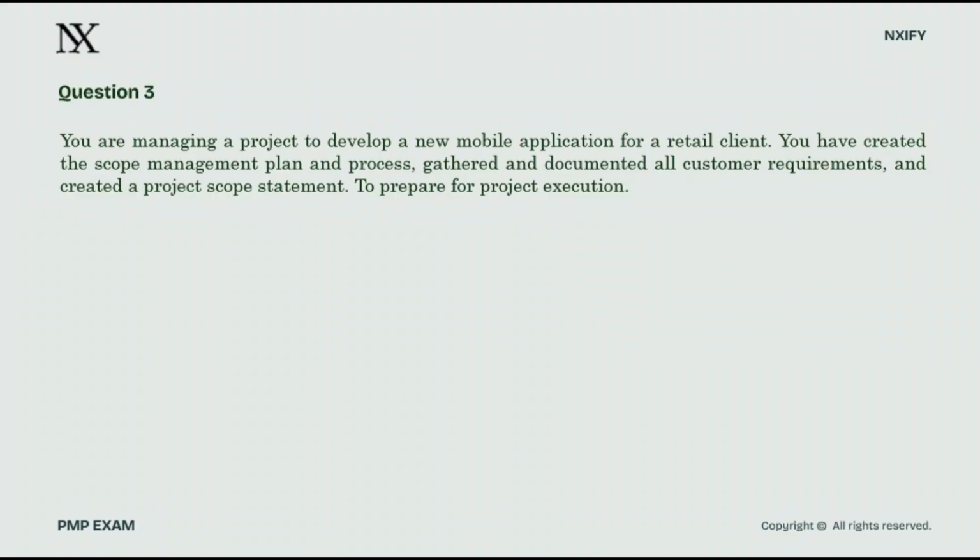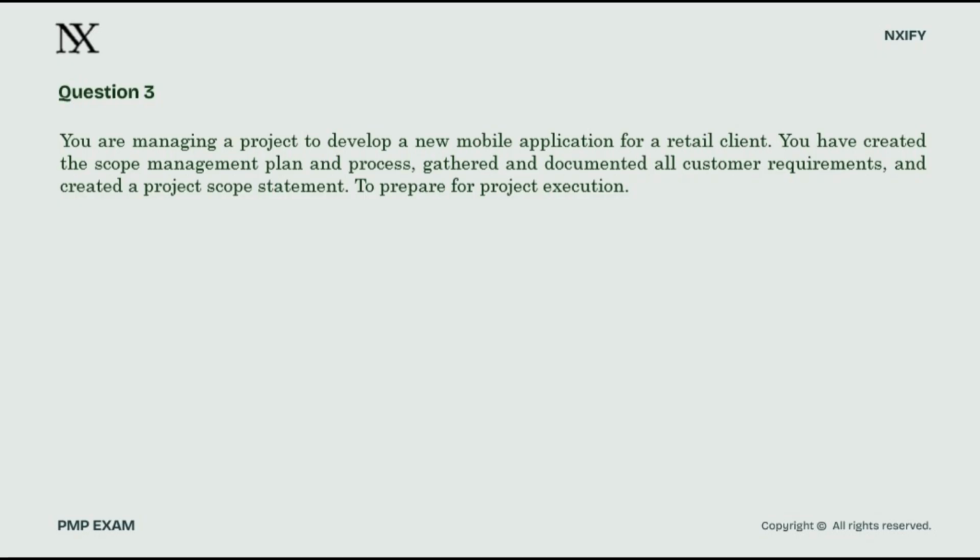Let's step into the scenario. Here's your scenario. Read every word carefully because the details are doing all the work. You are managing a project to develop a new mobile application. Your current status: the scope management plan has been created. All customer requirements have been gathered and documented. And here's the milestone: the project scope statement is completed and approved.